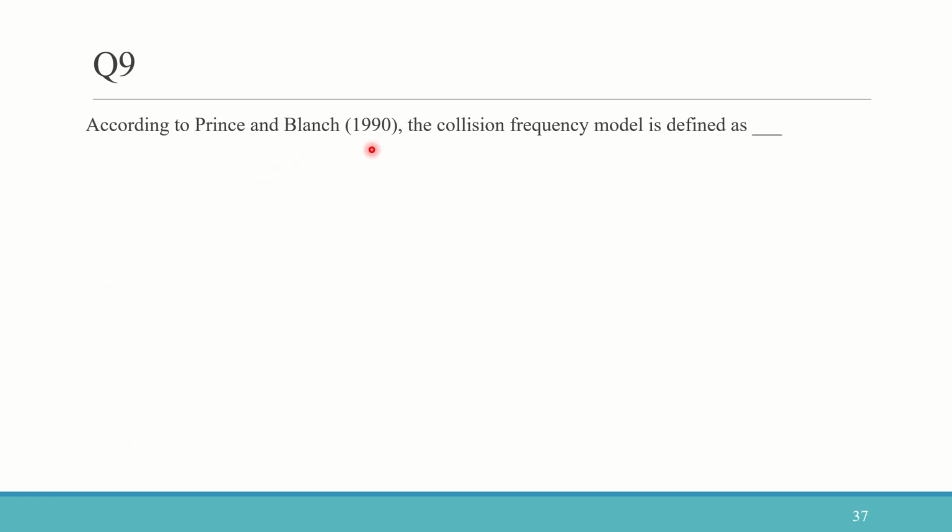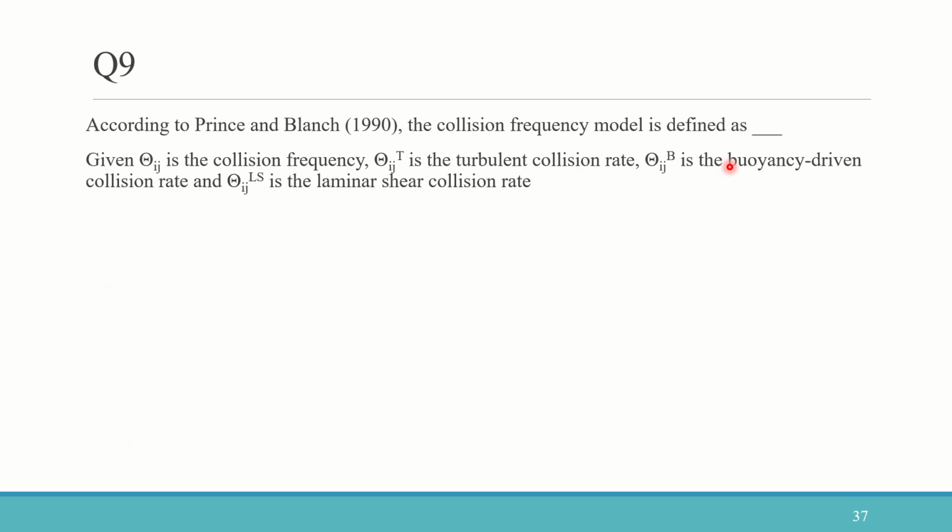According to Prince and Blanch 1990, the collision frequency model is defined as dash. Option A, given theta ij is the collision frequency, theta ijt is the turbulent collision rate, theta ijb is the buoyancy driven collision rate, theta ijls is the laminar shear collision rate.